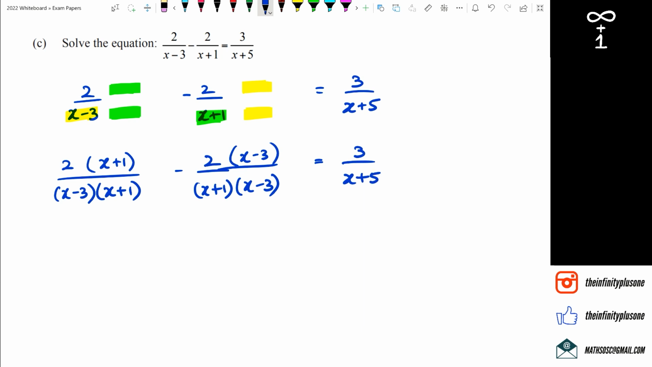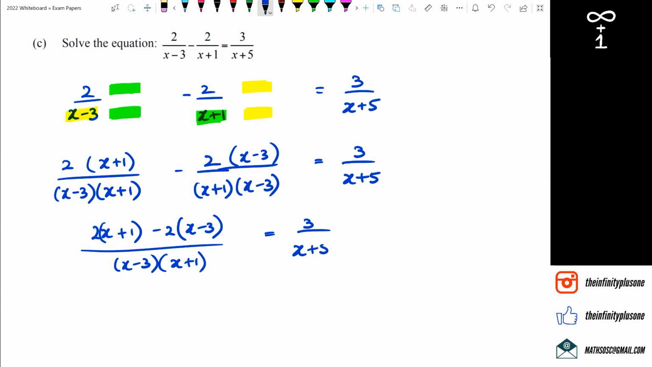Now you guys got to be patient with this one because this is going to take a little bit of time, but we're going to try and minimize the space as much as we can. So now that we've got the denominators as the same, I'm going to put all the numerators in one line. So I've got 2 bracket x plus 1 minus 2 bracket x minus 3, all of that over x minus 3 and x plus 1 equals 3 over x plus 5.